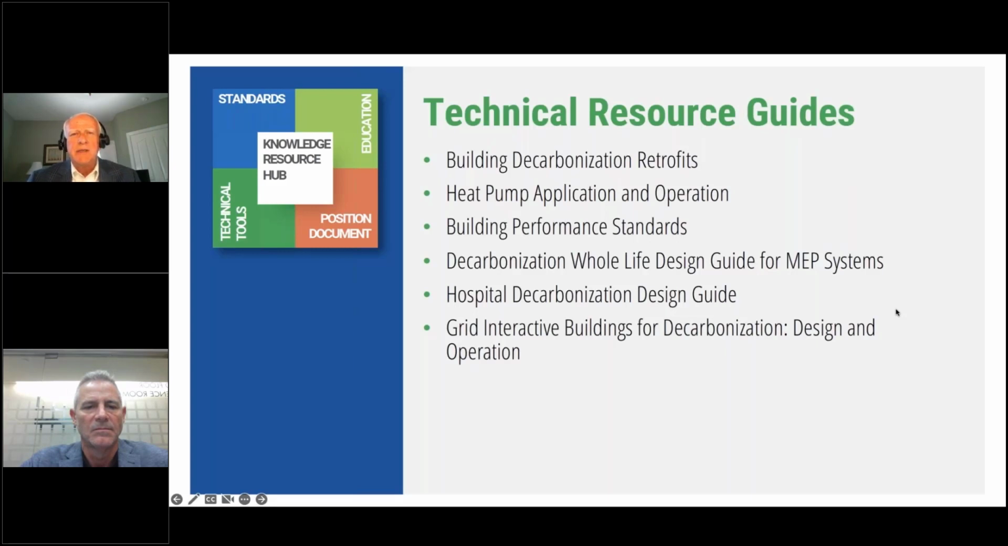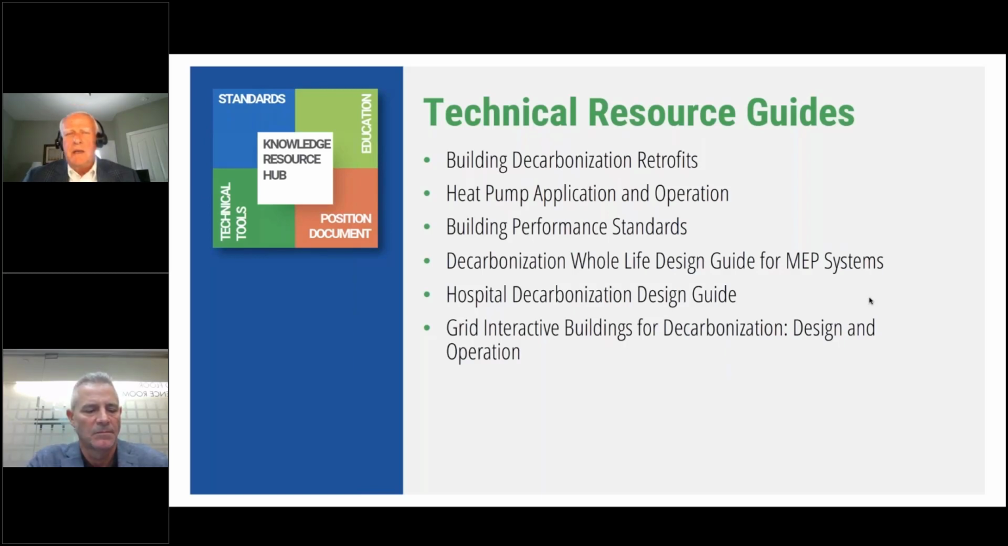Finally, the last guide that is being developed, and we'll talk in a minute about another one related to this, is the grid interactive buildings for decarbonization. What we're talking about here is giving guidance on the techniques and the practices that are needed to enable buildings to maximize the benefits from the grid while still minimizing the carbon impact of the grid and the buildings. So these are guides that are currently being developed.